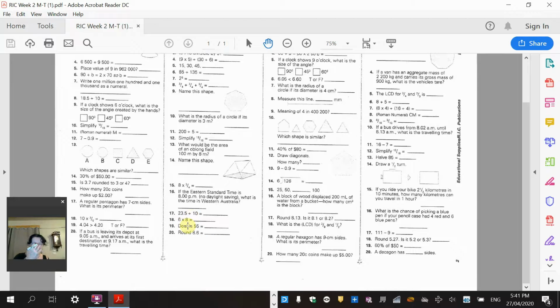6 times 8, you can look that up on your chart, figure that one out. Double 55. Really easy way to do that is 50 times 2 is 100, and then 2 times 5 is 10, so 110. And round 8.6. Now remember, this is the 10th column. This part here is made up of 10 parts, and there's 6 so here already. To make this a whole number, we would add 0.4 to get this to 10, to make that a 9. So here it's over the halfway mark, so we round it up to 9 is the answer.